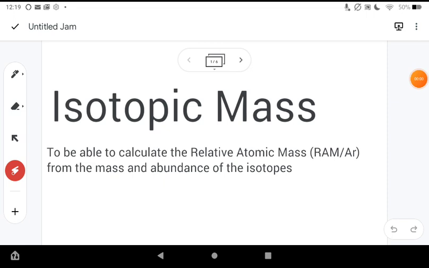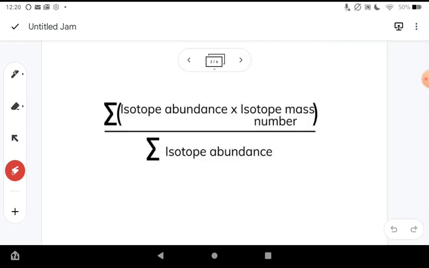We're going to have a look at isotopic mass, and in particular we're going to look at how we can take that isotopic mass and use it to calculate relative atomic mass. Relative atomic mass is represented either by RAM or Ar. And in order to do this, you need to have the different masses, and you also need the abundance, that's how much of each isotope there is. And this is the calculation you're going to use.